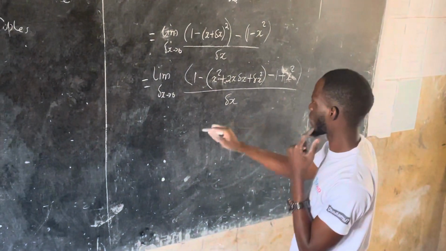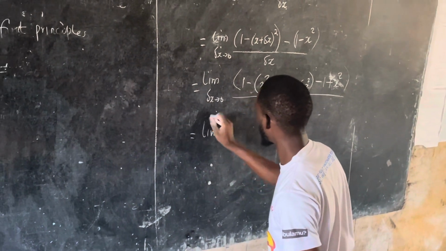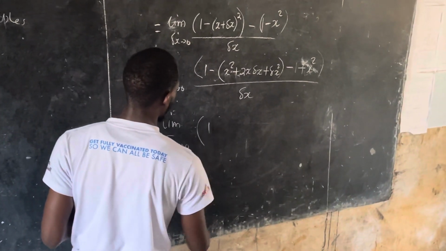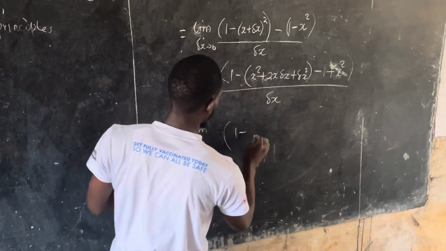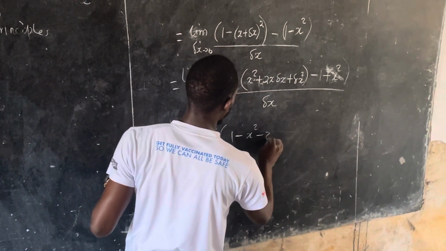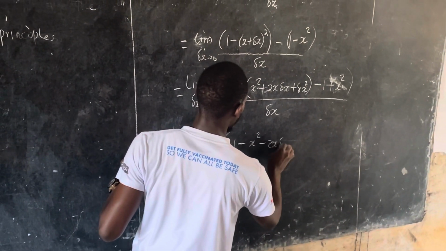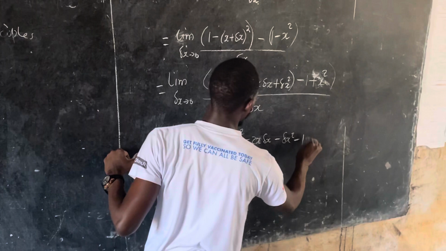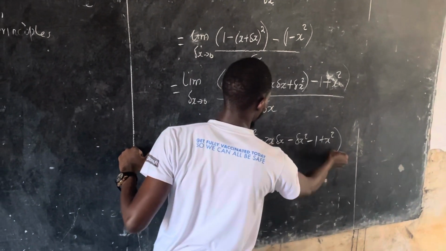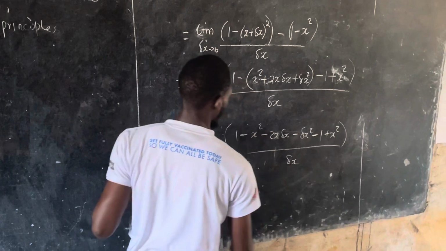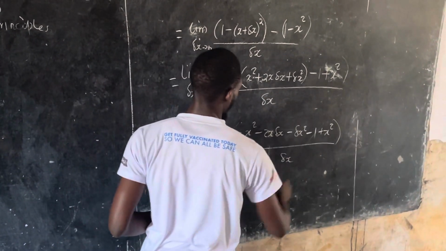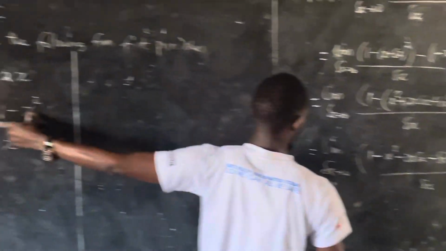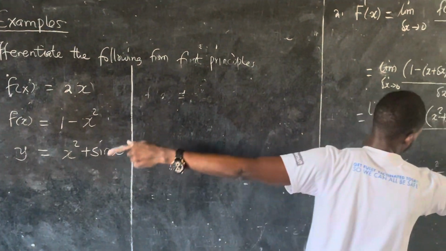I'm going to open brackets here, and I'm saying that f prime of x is the limit as delta x tends to 0, and I have it as 1 minus x squared, then this is minus 2x delta x minus delta x squared, then minus 1 plus x squared. All of this is divided by delta x. This one, of course, is going to cancel, and most of the time the original function has to cancel out. So the 1 minus x squared has cancelled out.